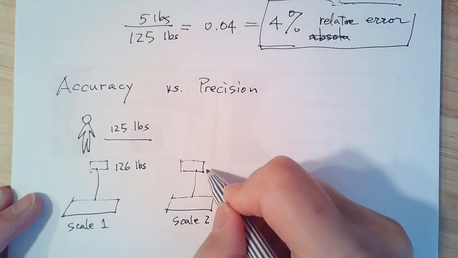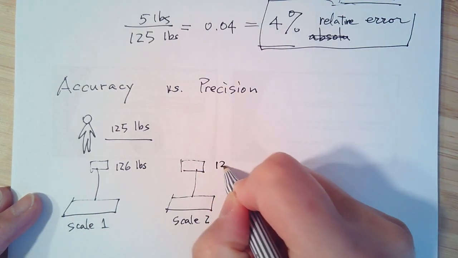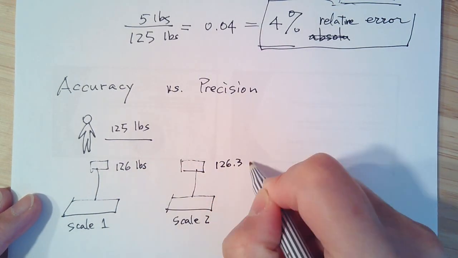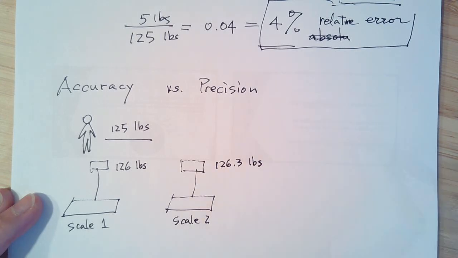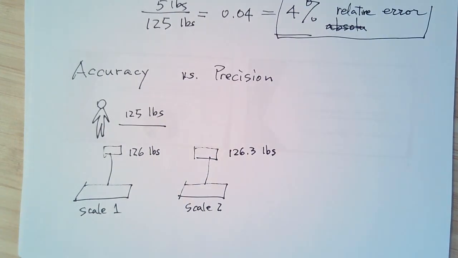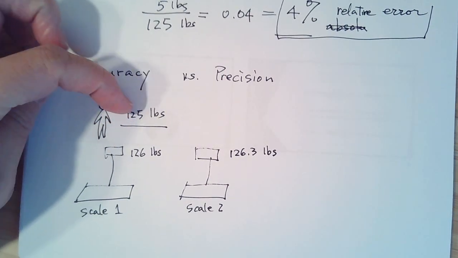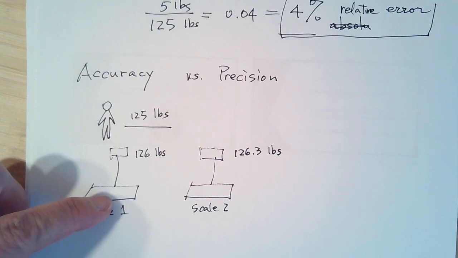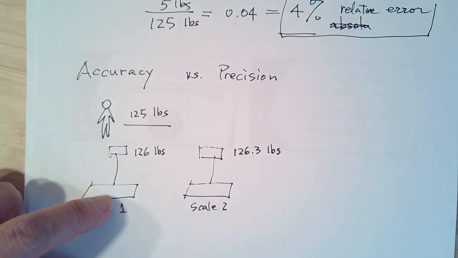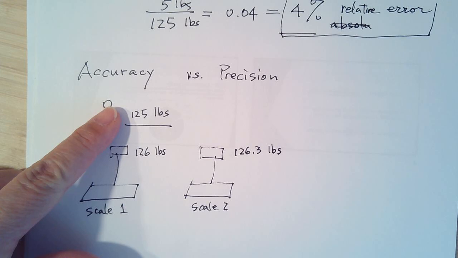And this one shows 126.3 pounds. I ask you to think about this. Both are not right. Your actual weight is 125 pounds, but when you stand on this, the meter shows you 126. Is that accurate? No, it's not. And what is the absolute error? 1 pound, isn't it? Okay.